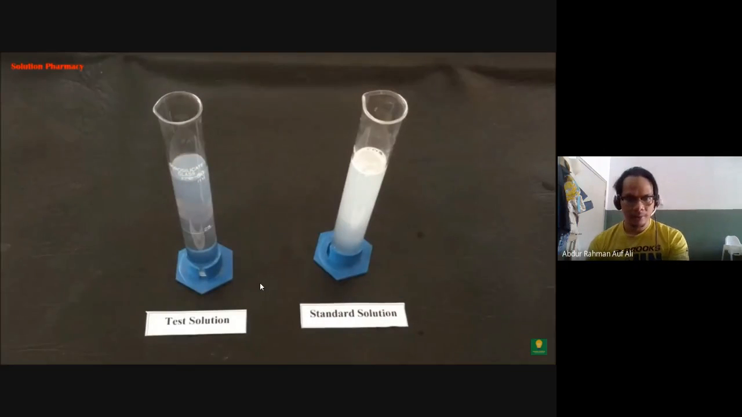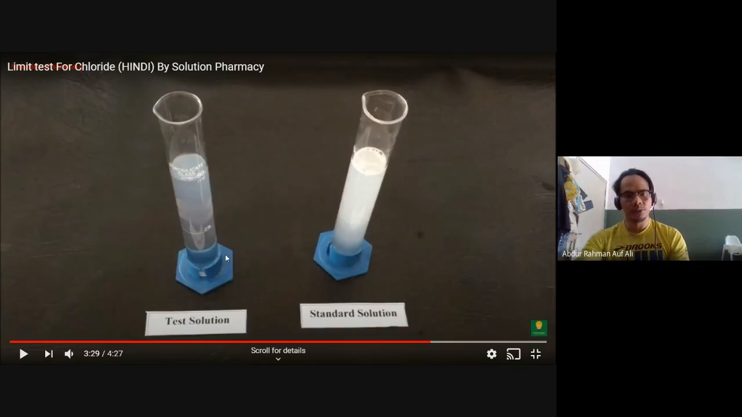That means the chloride in the test solution is less. The chloride content in the test solution is less than the one in standard. So dia tidak melebihi limit. So that means this solution passes the test, passes the limit test.